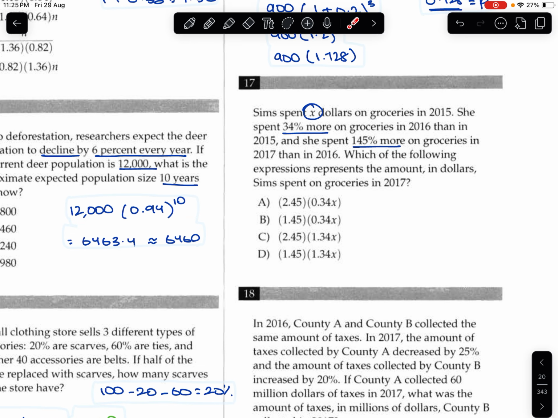Let's see question 17 now. Sim spent X dollars on groceries in 2015. She spent 34% more on groceries in 2016 than in 2015. And she spent 145% more on groceries in 2017 than in 2016. Which of the following expressions represents the amount in dollars Sim spent on groceries in 2017?